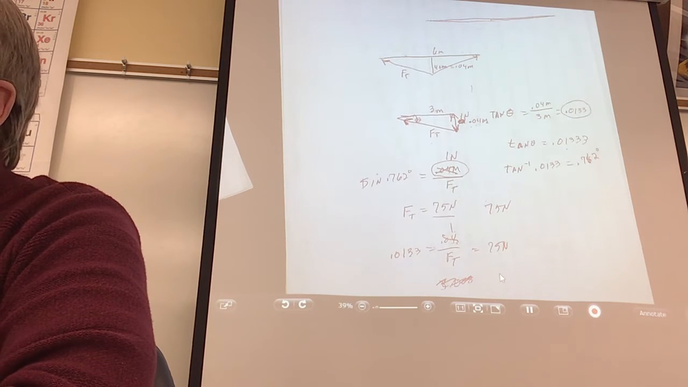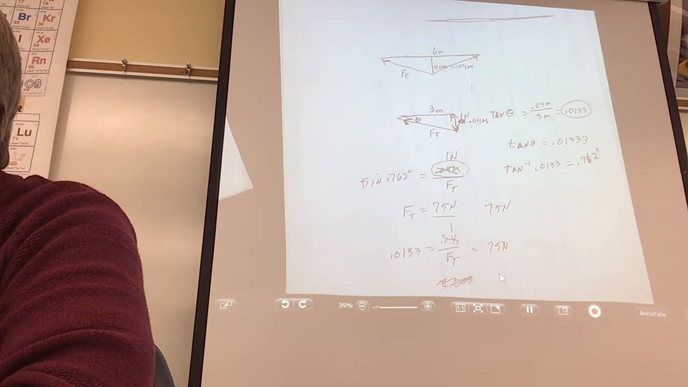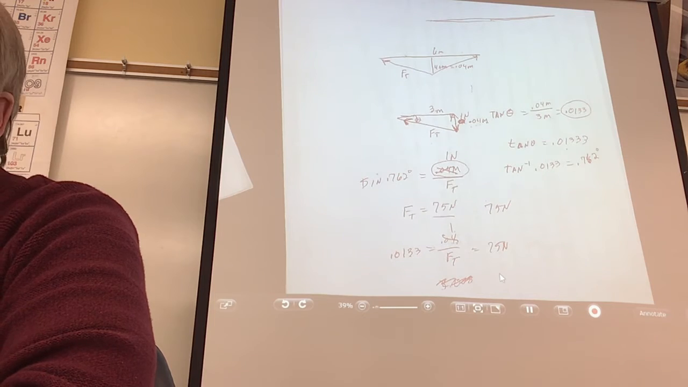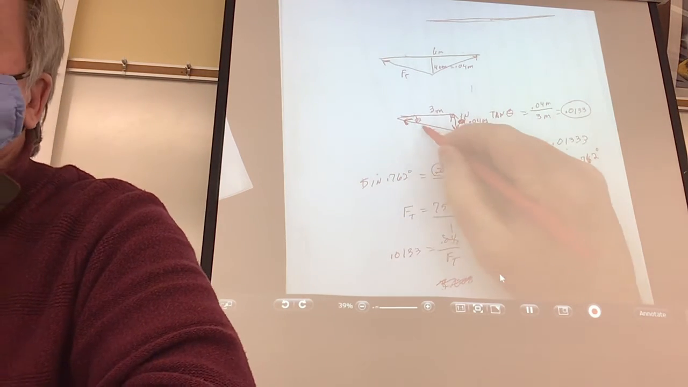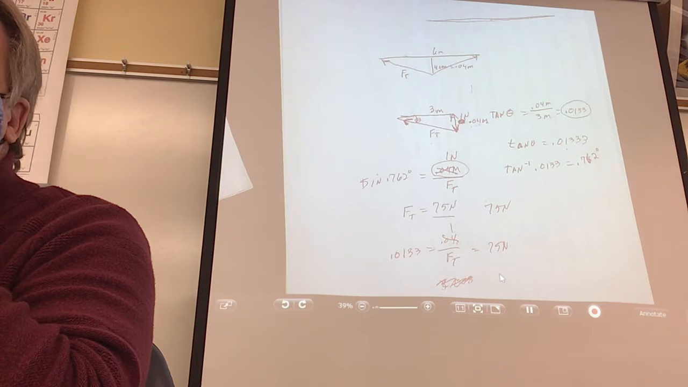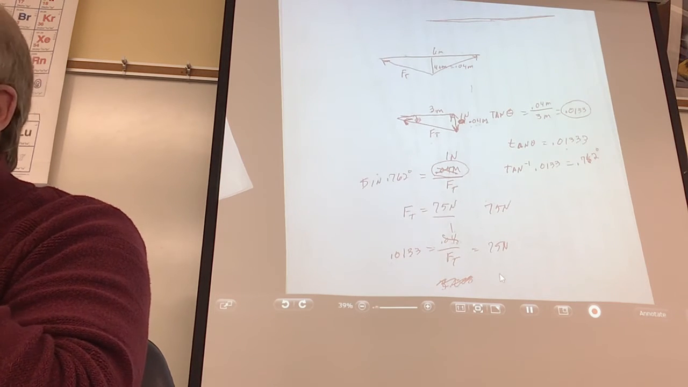What are they saying? 77 newtons of tension is in that wire? I mean, either that wire, I don't know. That seems strange to me, doesn't it? Does that seem strange to you? No? No comment? Okay. All right, yes.